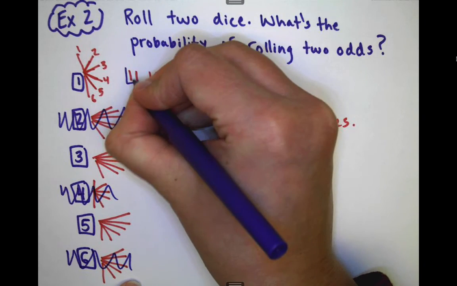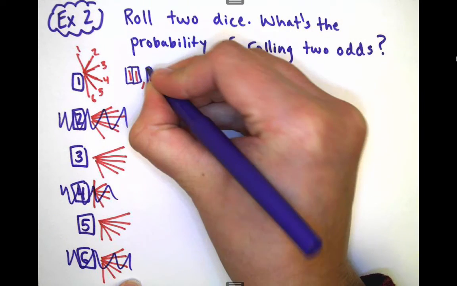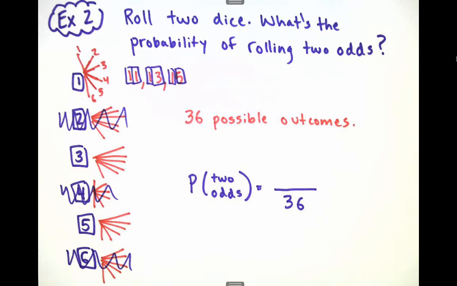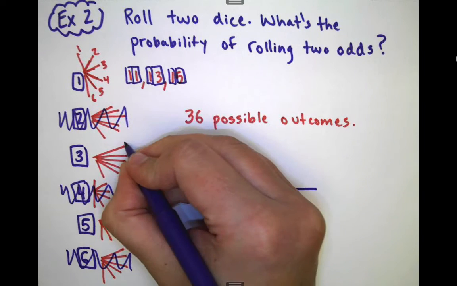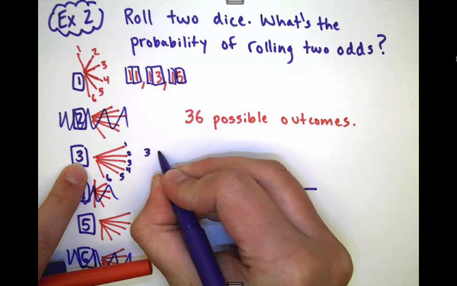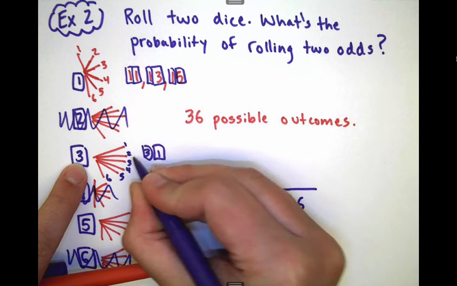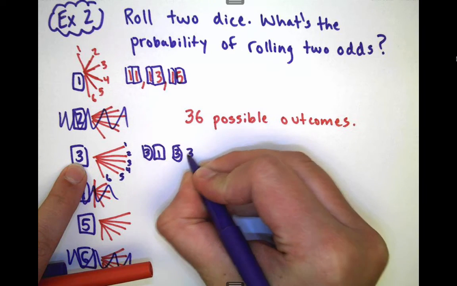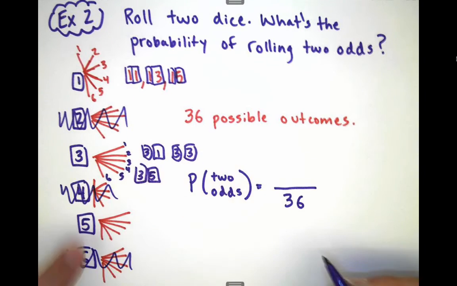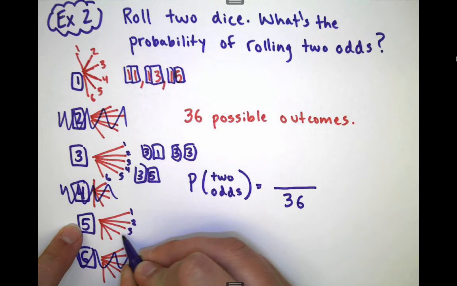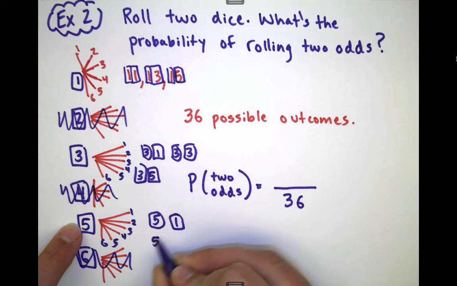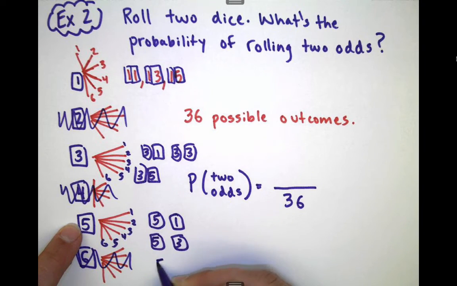Picture them each as dice. Okay, what about with the 3 here? Well, there's 1, 2, 3, 4, 5, 6 options. I could get a 3 and a 1, that would work. 3, 2 doesn't, but I could get a 3 and a 3. I could get a 3 and a 5. Those are my options. With the 5, I could get a 5 and a 1, or a 5 and a 3, or a 5 and a 5.